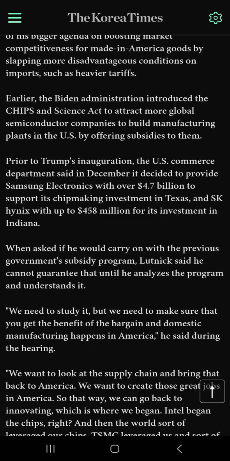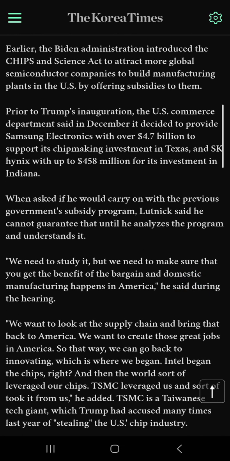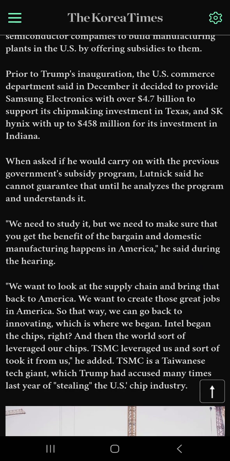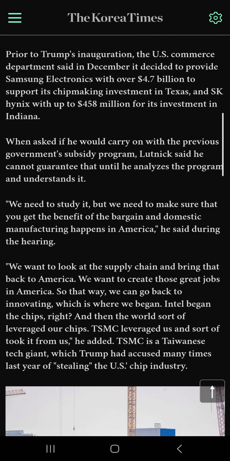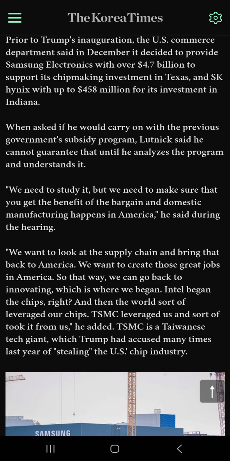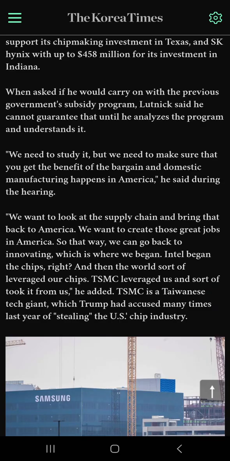When asked if he would carry on with the previous government's subsidy program, Lutnick said that he cannot guarantee it until they analyze the program and understand it. "We need to study it. We need to make sure that you get the benefit of the bargain and the domestic manufacturing happens in America," he said during the hearing. "We want to look at the supply chain and bring it back to America. We want to create those great jobs in America, so that way we can go back to innovating, which is where we began. Intel began the chips, right? And the world all leveraged our chips. TSMC leveraged us and sort of took it from us."